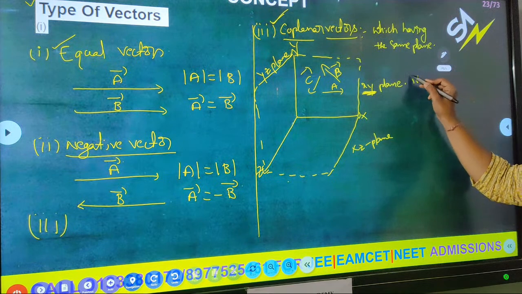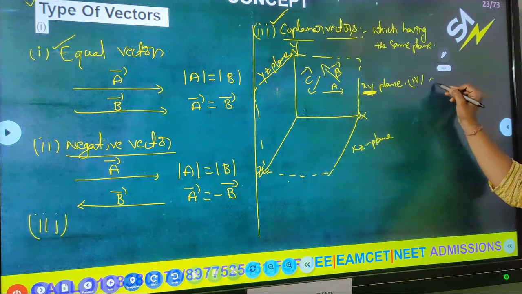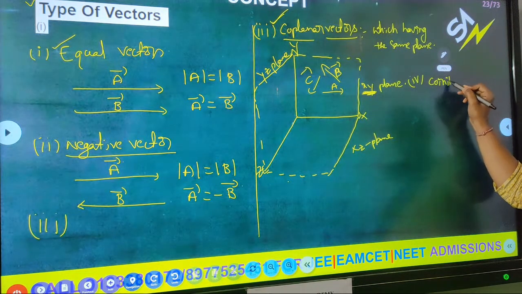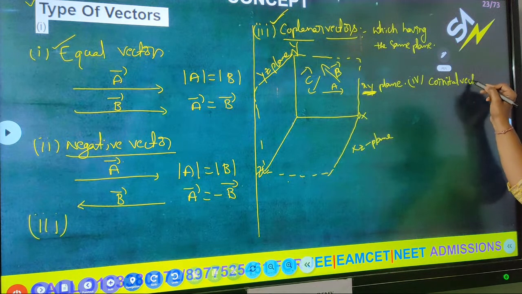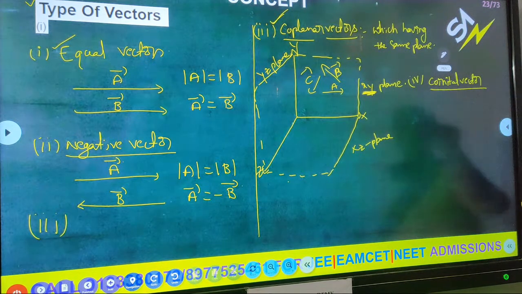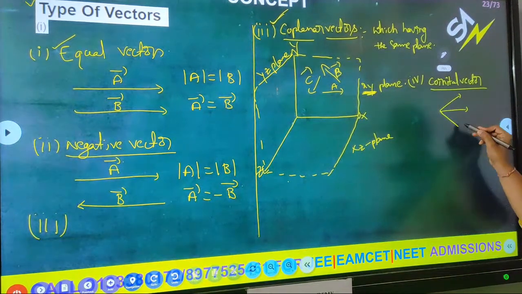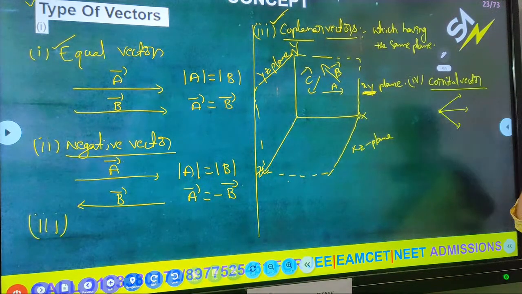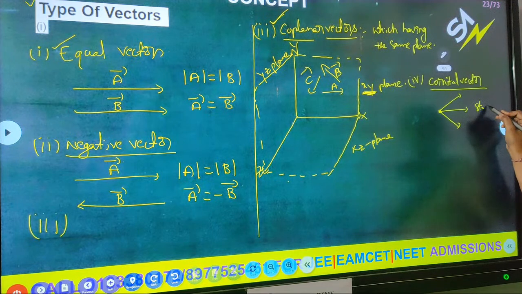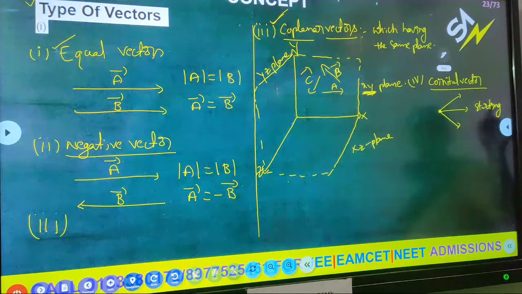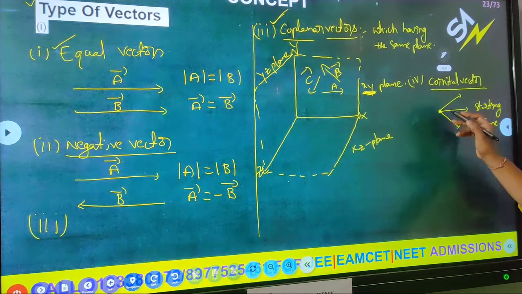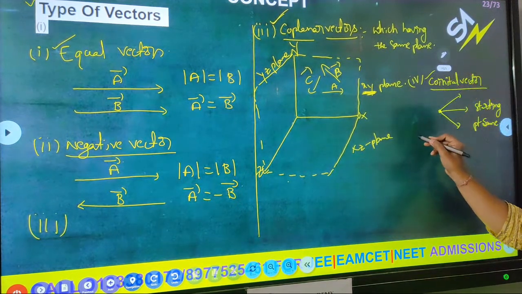And we have one more type of vector, co-initial vectors. Co-initial vectors means all the vectors are started from the same point. So starting point is same. That vectors are called co-initial vectors.